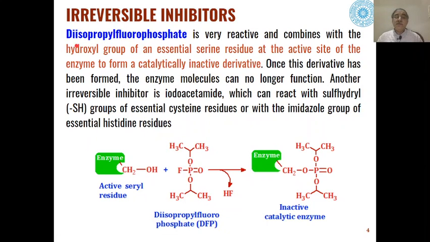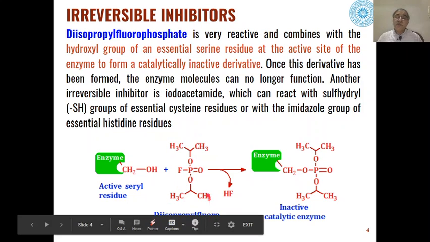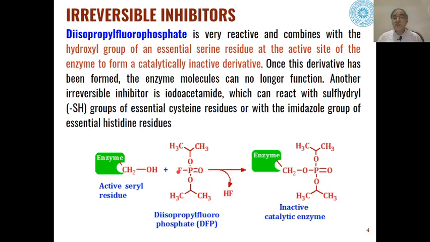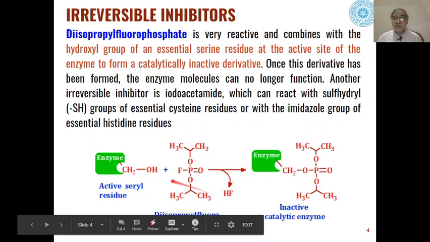So how does this DFP act? This is the structure of diisopropyl fluorophosphate. When it interacts with the active site of the enzyme, the active site in this case is this serine residue, where a hydroxyl functional group is present. When DFP interacts with this serine hydroxyl group, H from here and F from here are removed as HF, and this phosphorus-oxygen bond is formed covalently. Because of the formation of this covalent bond, this functional group is not available to the substrate to interact to give the products.